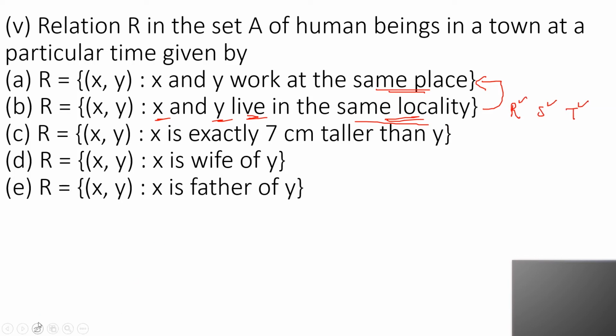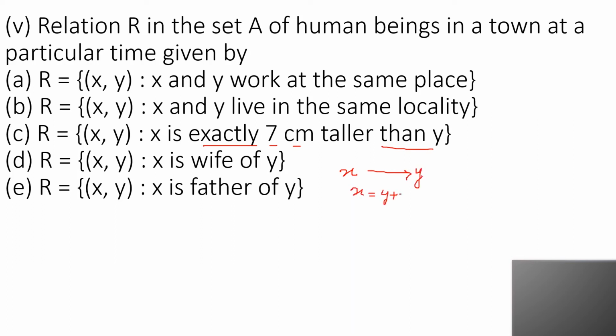Next is the third part: X is exactly 7 cm taller than Y. It means x is equal to y plus 7. We need to check whether it is reflexive, symmetric and transitive. Is a person related to himself? Is he greater than himself by 7? No, this is not reflexive. They may be equal, but one is not greater than himself.